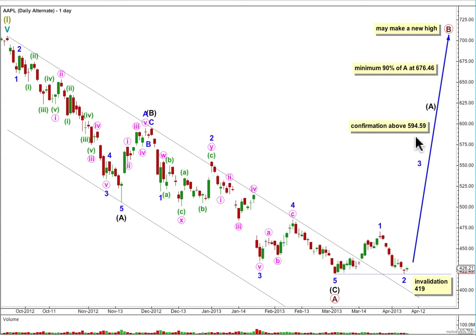So if the main wave count is invalidated with movement above 594.59, I would have confidence in expecting price to continue to rise to at least 676.46 and reasonably likely to make a new all-time high for Apple. Within the new upwards movement, minor wave 2 can't move beyond the start of 1. This wave count is firmly invalidated with movement below 419.